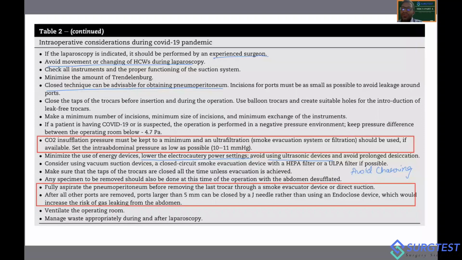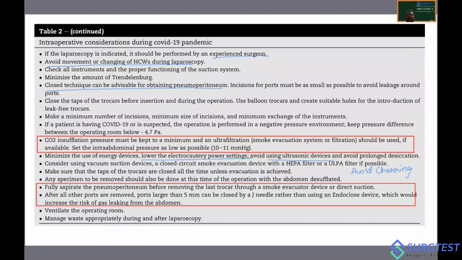Intraop considerations during COVID-19 with laparoscopy especially. If laparoscopy is indicated, it should be performed in the shortest possible time, and that is possible only if the surgeon is experienced. Avoid too much movement of healthcare workers during laparoscopy. Make sure all instruments are proper. You should not have people rushing in and out of the OT because some instrument is missing. Make sure that the Trendelenburg position is reduced because that increases the aerosolization.